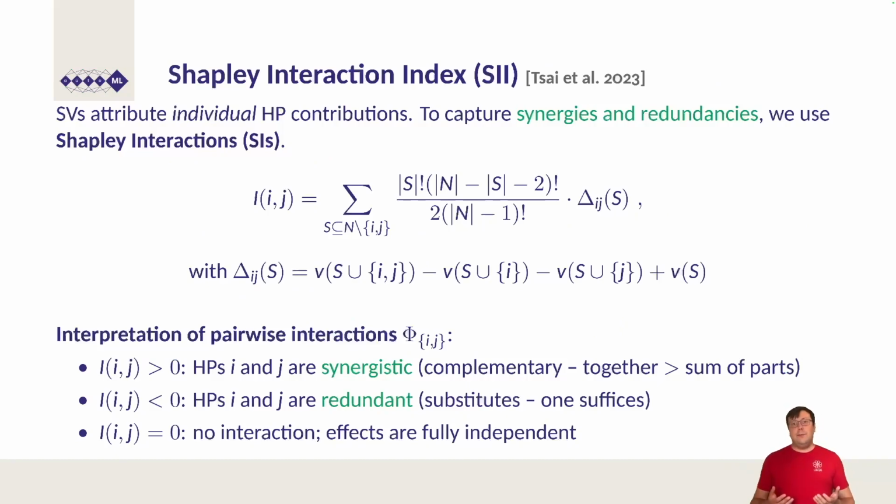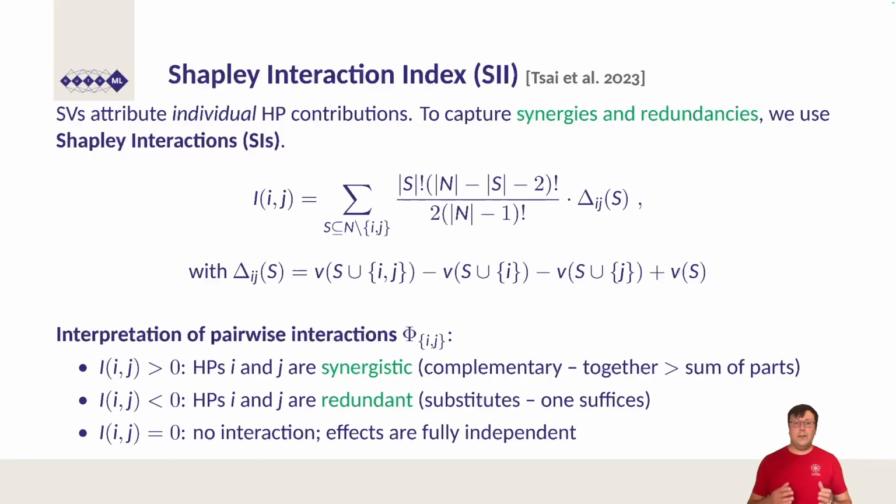Shapley values attribute individual contributions. To capture synergy and redundancy, we use the Shapley interaction index. For a pair, it replaces the marginal contribution with a discrete second-order difference: nu of S union ij minus nu of S union i minus nu of S union j plus nu of S. The standard inclusion-exclusion term, again averaged over coalitions with appropriate weights.